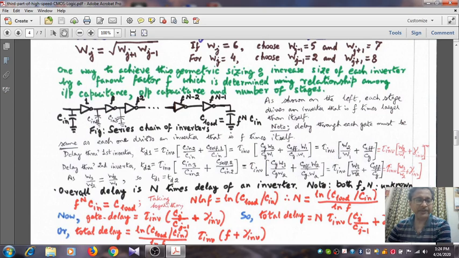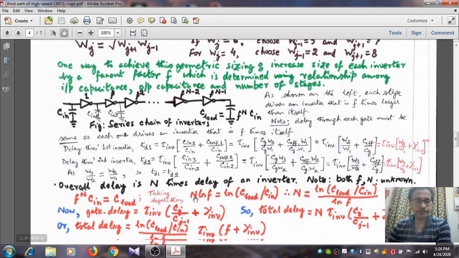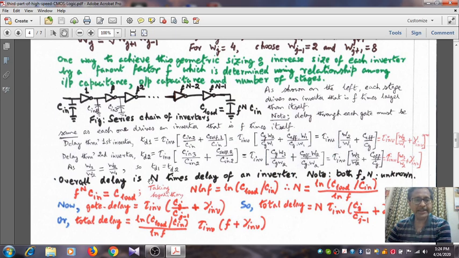Clear? That means if we know the stage delay, that is the delay through one inverter, we can multiply it by N and then get the total delay. Clear? So the overall delay is N times the delay of an inverter. Note, both F and N are unknown, but they are interdependent. Here, as we have N inverters to consider, finally C load equals F to the power N multiplied by C in.